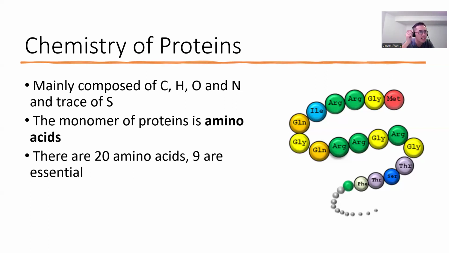There's a question. Do we need to know the formulas and drawings of the chain of lipids? No, you don't have to draw anything, okay? You don't have to know the formula. Okay, so what is the monomer for carbohydrates?